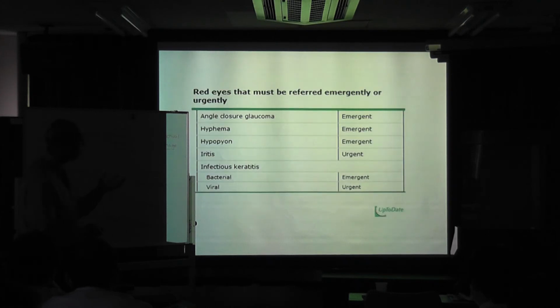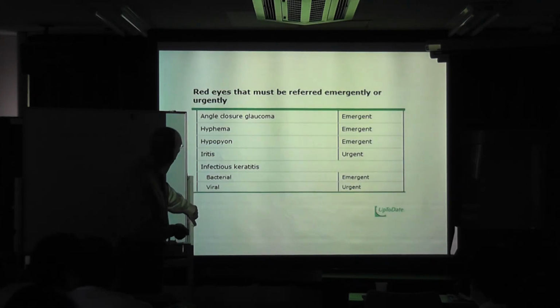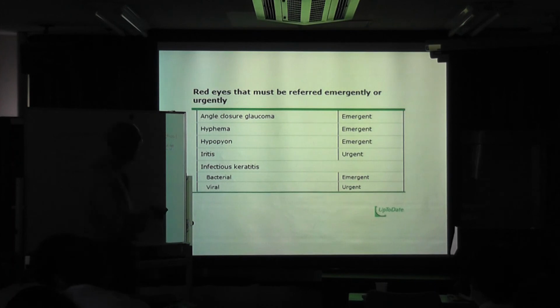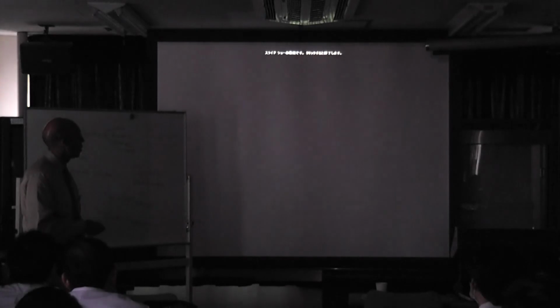And then this is more important. This is the emergency you must know. So we showed a picture of every one. Acute glaucoma, hyphema, this is blood, hypopion, the pus, iritis, inflammation, and either bacterial or viral infection in the front of the eye. Okay, so I will finish there.